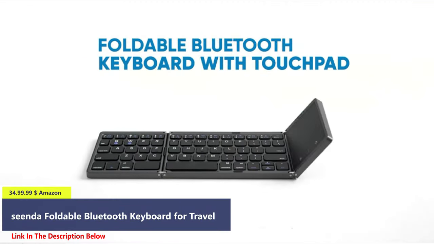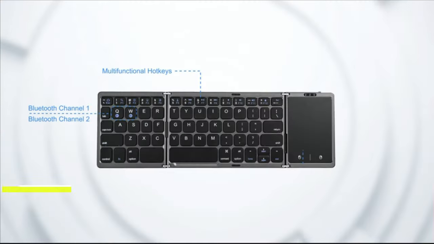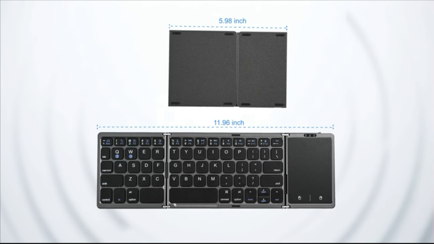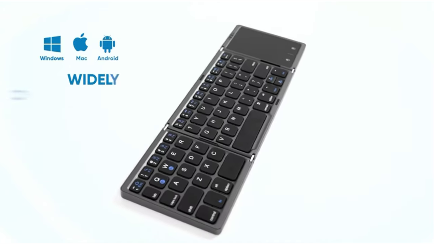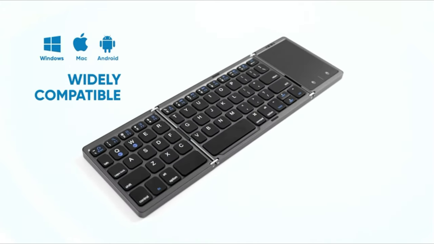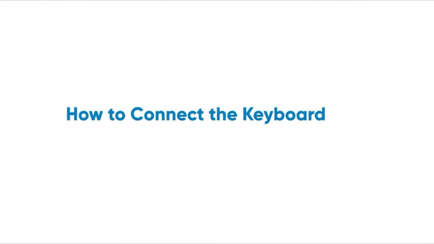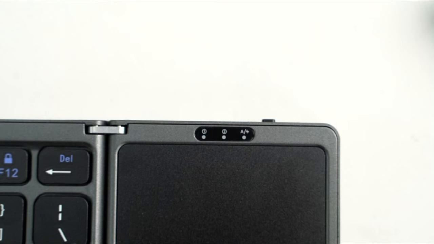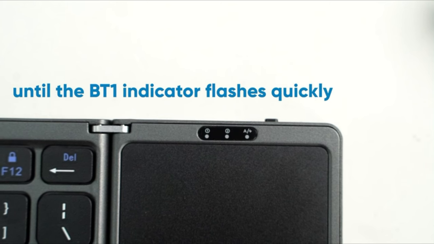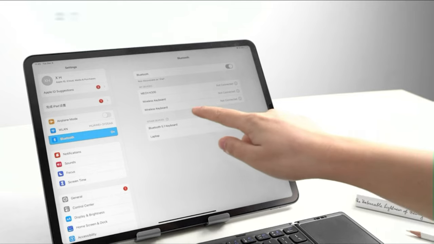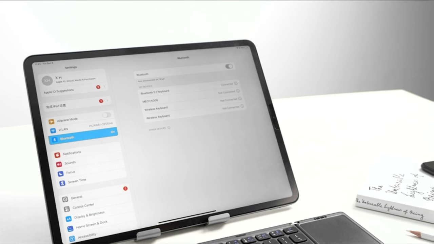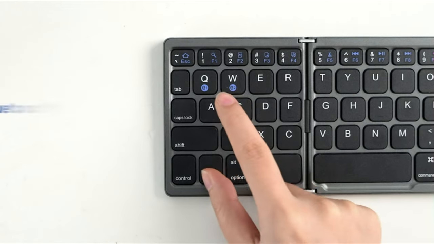Wireless portable keyboard with a touchpad, folded size of 5.98 by 3.86 by 0.78 inches and unfolded size of 11.96 by 3.86 by 0.39 inches. It can be easily folded up and carried around, making it suitable for people who frequently travel or work in different locations. In addition to a standard keyboard layout, the travel Bluetooth keyboard also features an integrated touchpad, allowing users to perform mouse operations and gesture controls, greatly enhancing efficiency.